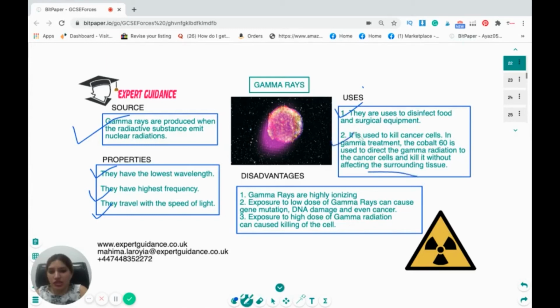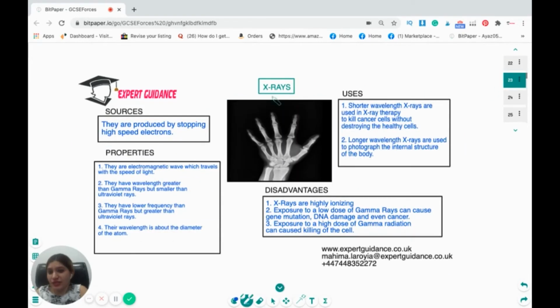The disadvantage of gamma rays is that they are highly ionizing. Exposure to a low dose of gamma rays can cause gene mutation, DNA damage, and even cancer. And exposure to a high dose of gamma radiation can cause killing of the cell. So remember the uses, the properties, and the harmful effects as well.